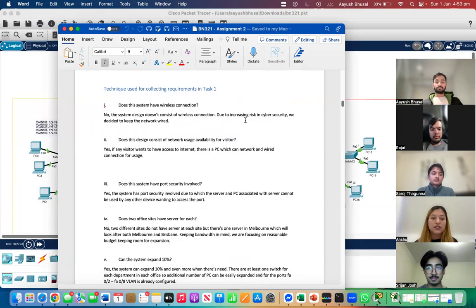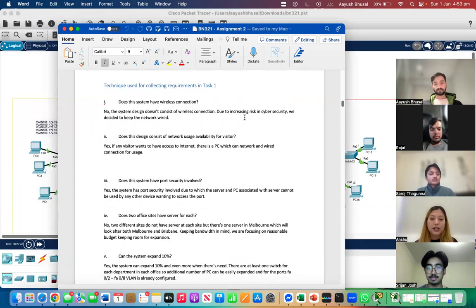Next up was, does this design consist of network use availability for visitors? Yes, if any visitor wants to use the PC or get connected to the internet, there is internet access and also availability of a PC. Next, does this system have port security involved? The port security is involved only on the server and the PCs associated with the server. However, other devices will not have access to the port.